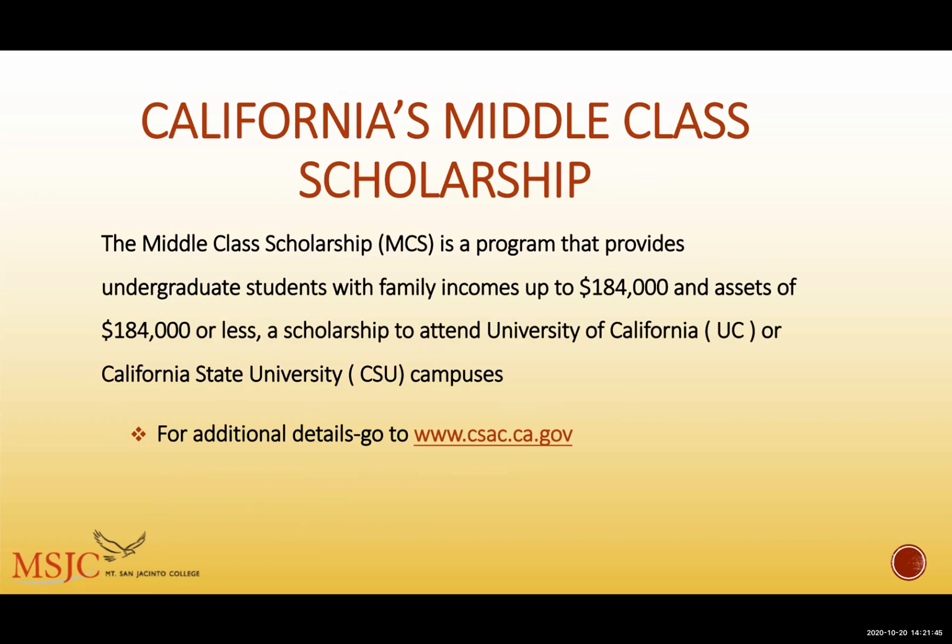The California Middle Class Scholarship. This one is for students that are going to a UC or a Cal State system school, and it's intended for the students that did not qualify for your regular Cal Grant A, B, or C because the family income was above the income ceilings for the A, B, or C. Then the student can be considered for the California Middle Class Scholarship if their income is up to 184,000 a year. Okay, but this would only be for those students that are in the UC system or Cal State system.